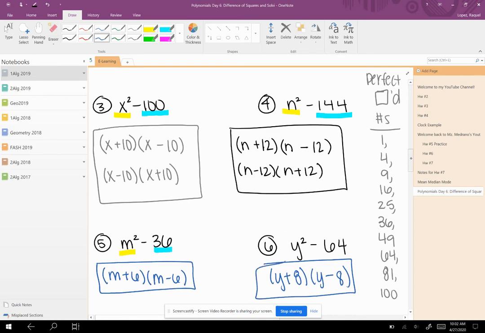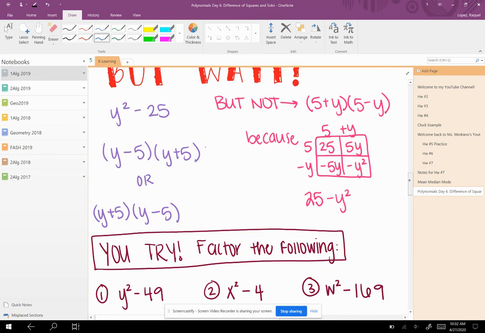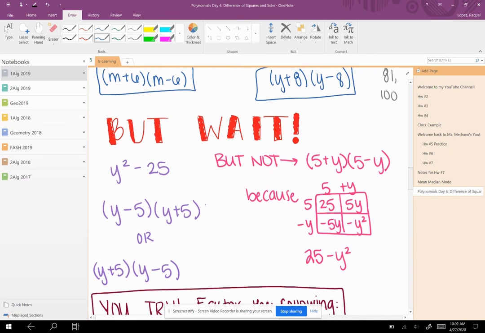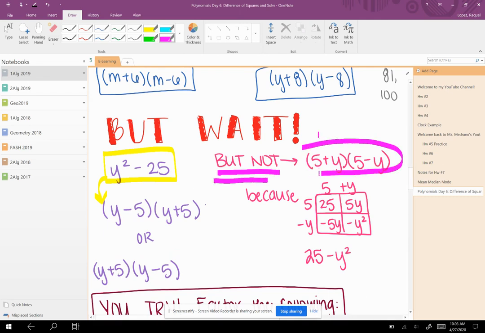But there is one thing I want to bring to your guys' attention. Let's take a look at this expression here that I've just circled in yellow. If we factor this following our rule, we can factor it as y minus 5 and y plus 5, or y plus 5 and y minus 5, right? Those are two valid answers. However, what we cannot do is factor it like 5 plus y and 5 minus y. That will not work, and here's why.